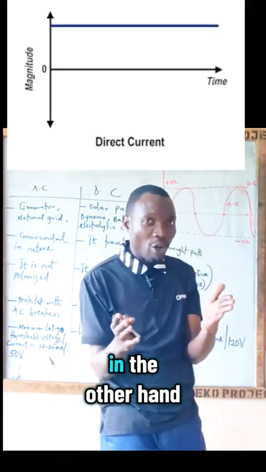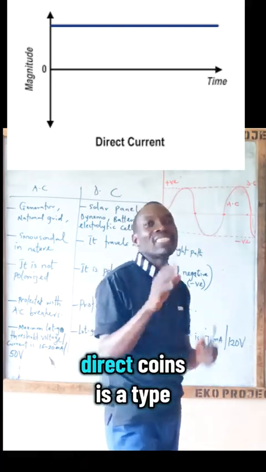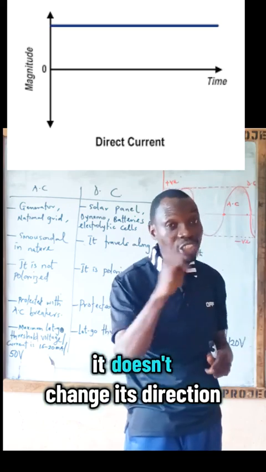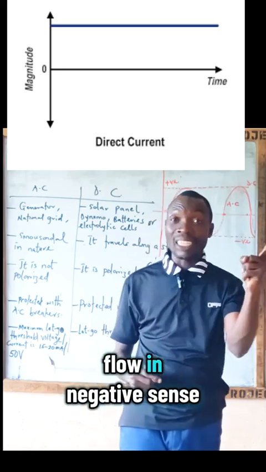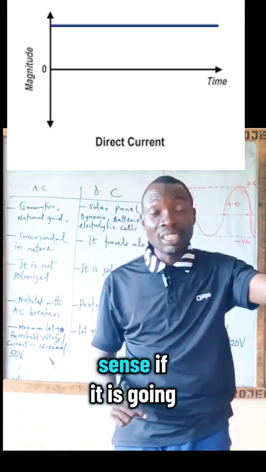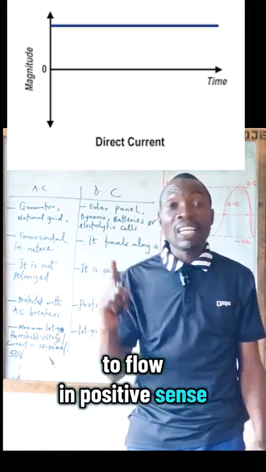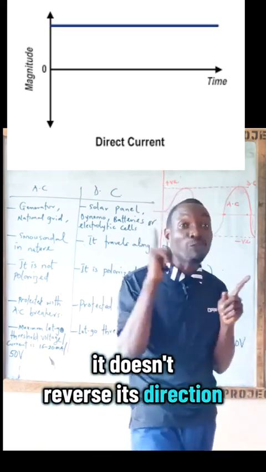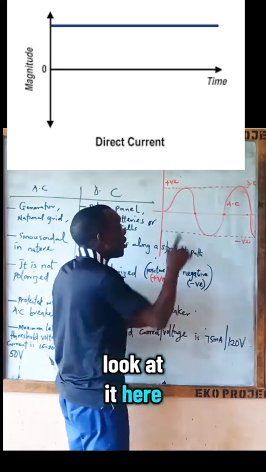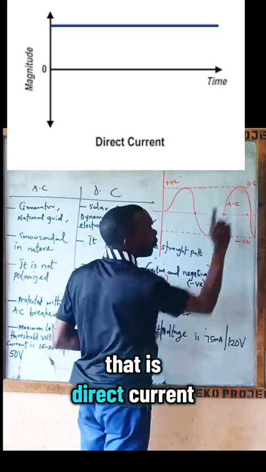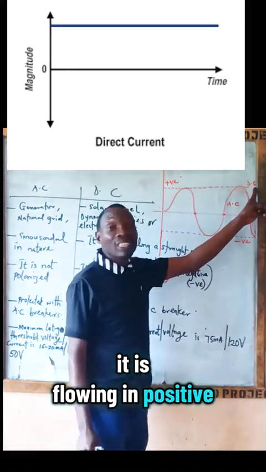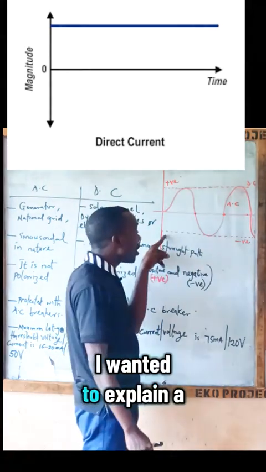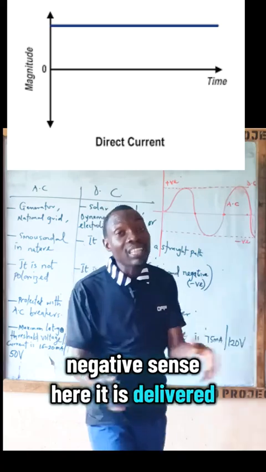Direct current, on the other hand, is a type of current that flows in only one direction. It doesn't change its direction. If it is going to flow in negative sense, it stays in negative sense. If it is going to flow in positive sense, it flows in positive sense. It doesn't reverse its direction of travel. When you look at this line, that is direct current. It is flowing in positive sense here, which is why we label it as positive. And when it is flowing in negative sense here, it is labeled as negative.